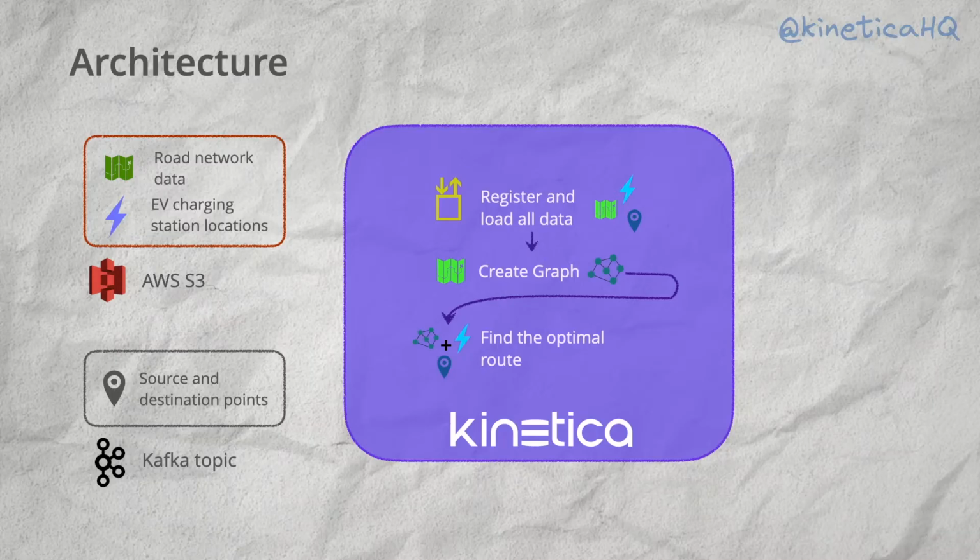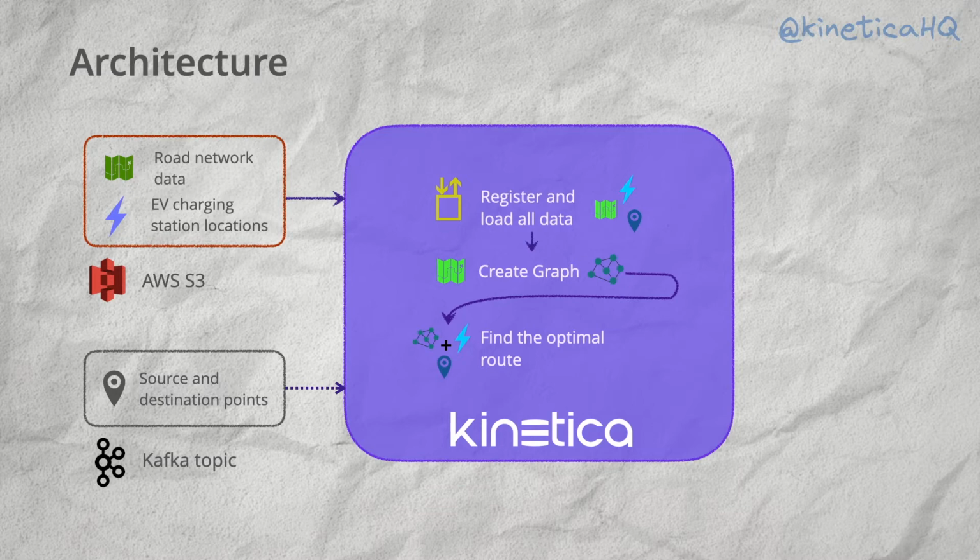Now let's take a moment to understand the general architecture here. First, we have the static data source, which is an S3 bucket on AWS. The road network and the locations of the charging stations are stored here. Next, we have a streaming data source via Kafka. We've set this topic up as a way to simulate how a web app or a BI tool might send in new sets of source and destination points via Kafka into Kinetica. Our first step is to register these data sources, and then we ingest the data from these sources into Kinetica.